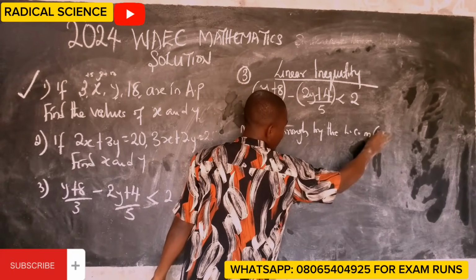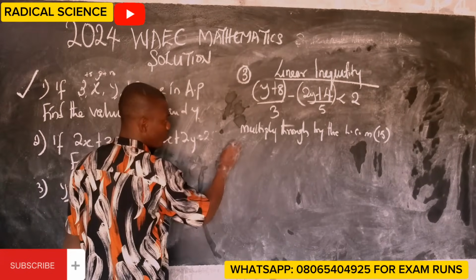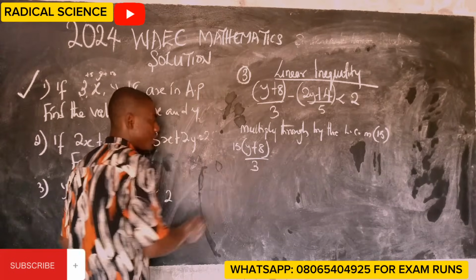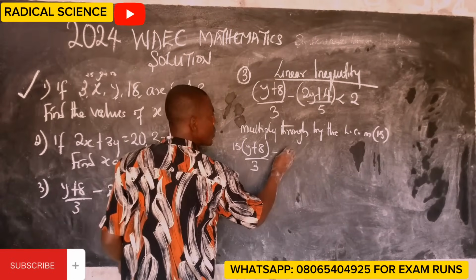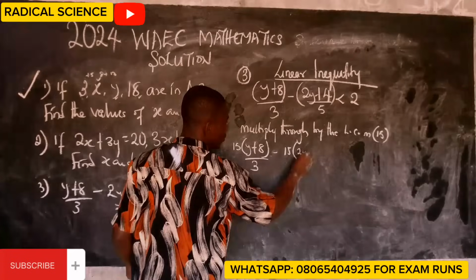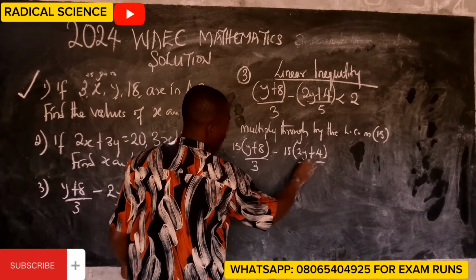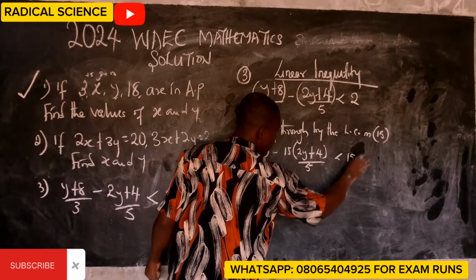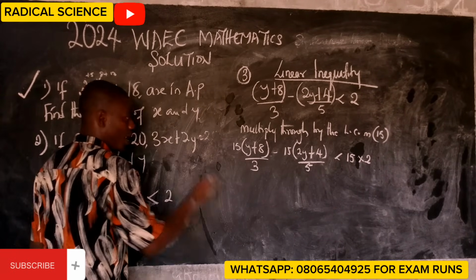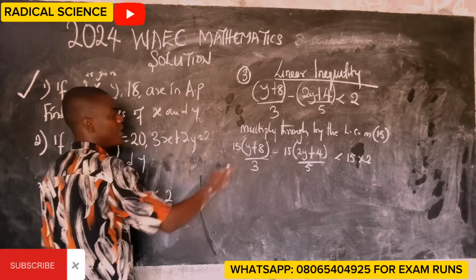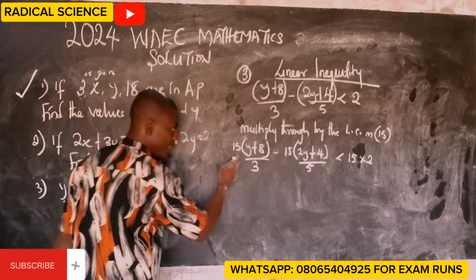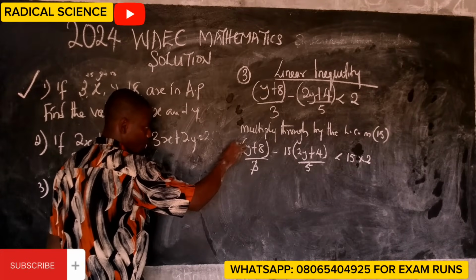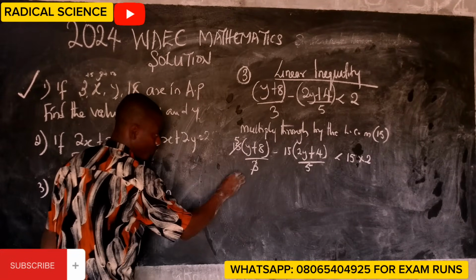The LCM is 15. I'm going to multiply through: 15 bracket y plus 8 over 3 minus 15 bracket 2y plus 4 over 5 is less than 15 times 2. I would like you to note, 15 is not what I just brought out. 15 is the LCM. What I'm going to do is cancel: 3 divides 15 is 5.